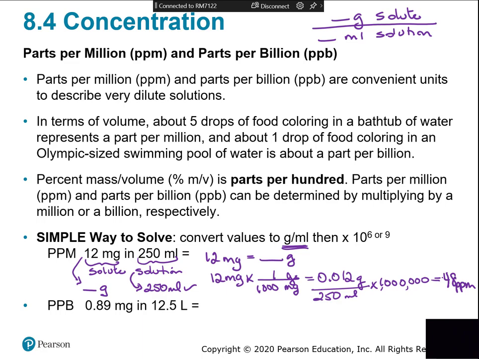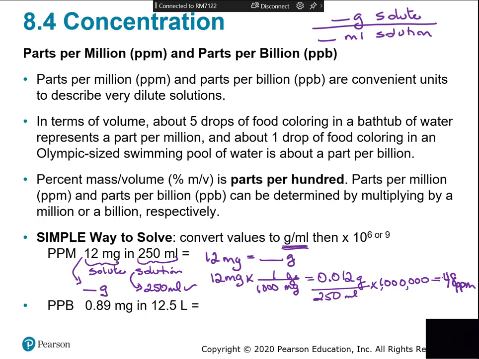48 parts per million. That's a way of describing the amount of that solute, that very small amount in such a large volume. So they give you the reference. They say you can think about a parts per million is like 5 drops of food coloring in a bathtub of water. So that's a really small amount. So percent wouldn't work with this because the percentage would be like 0.0000048%. So it'd be a really small percentage. So using parts per million puts our solute amount in a more measurable number.